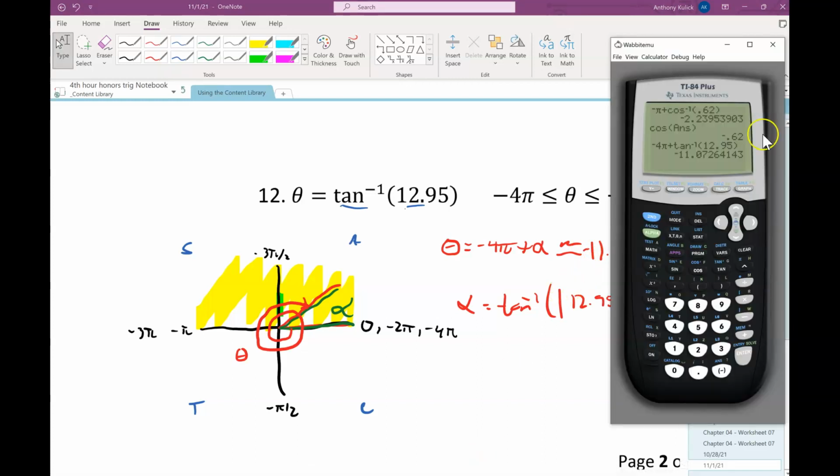And if I wanted to check that, tangent of negative 1107 does give me the 1295. Negative 1107 is bigger than negative 4 pi and smaller than negative 3 pi. So we're good. Does that feel okay, Lily?